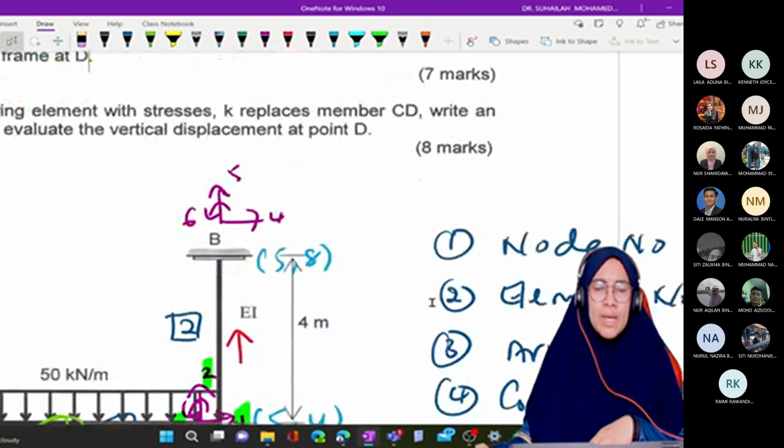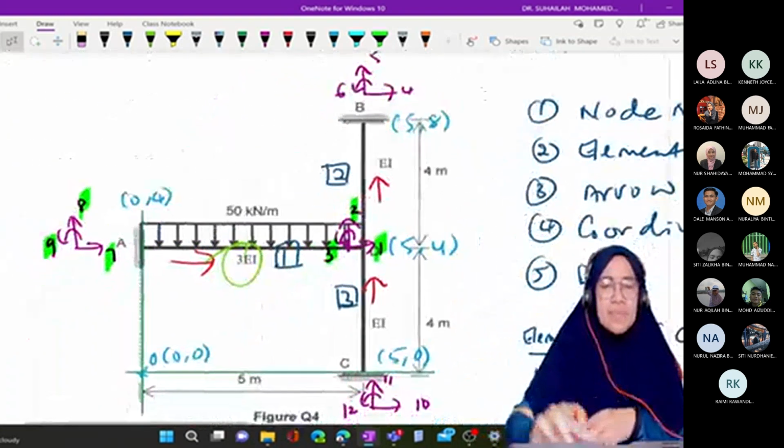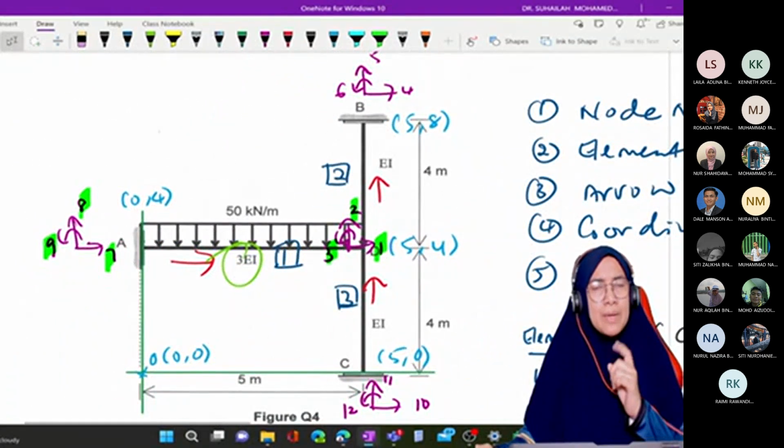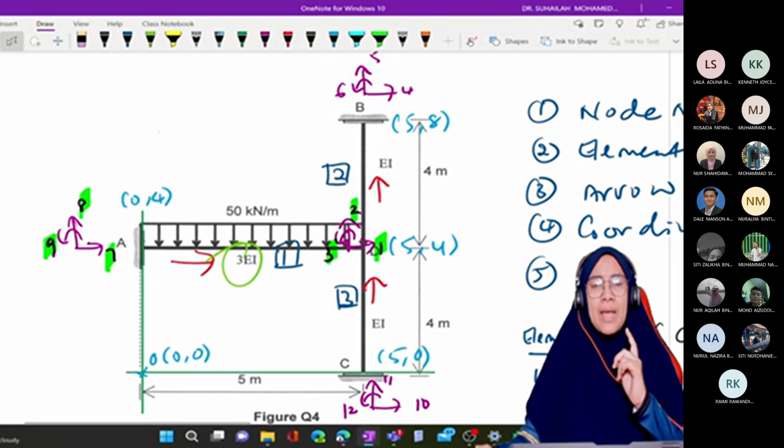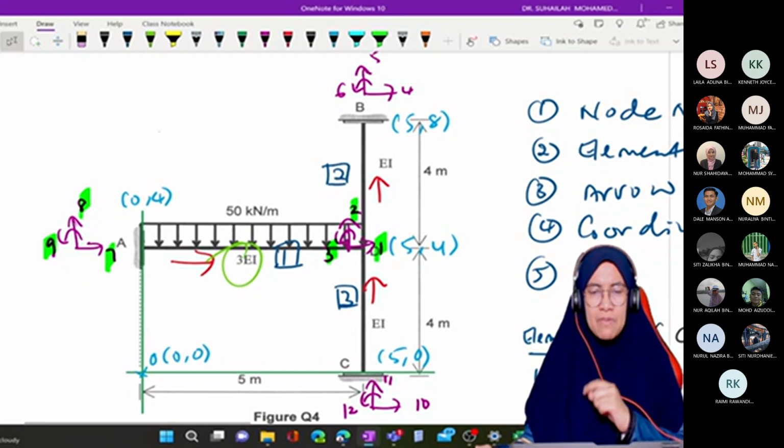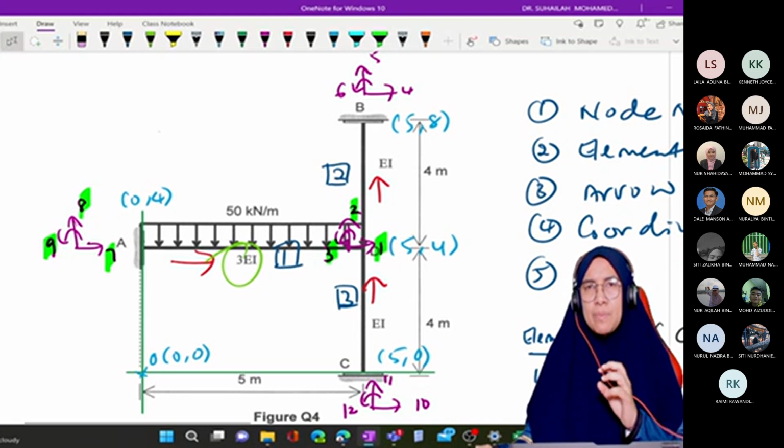So by looking at this frame, element number 1 or member AD has a UDL of 50 kilonewton per meter. So this 50 kilonewton per meter, we have to distribute it equivalently.